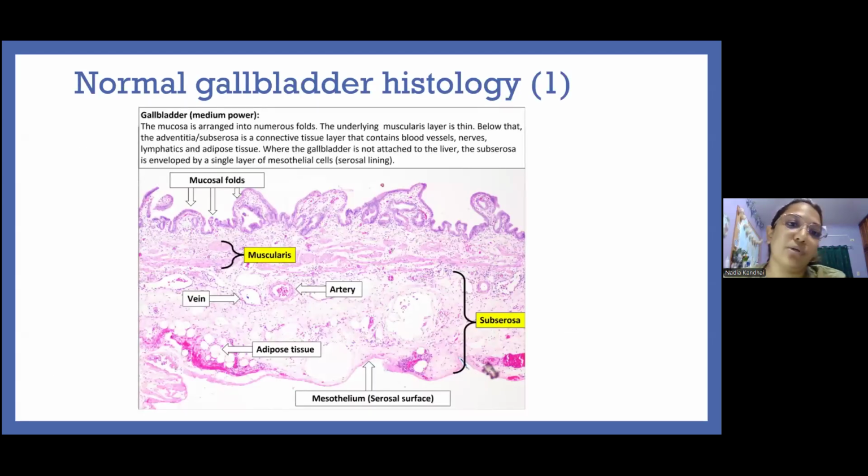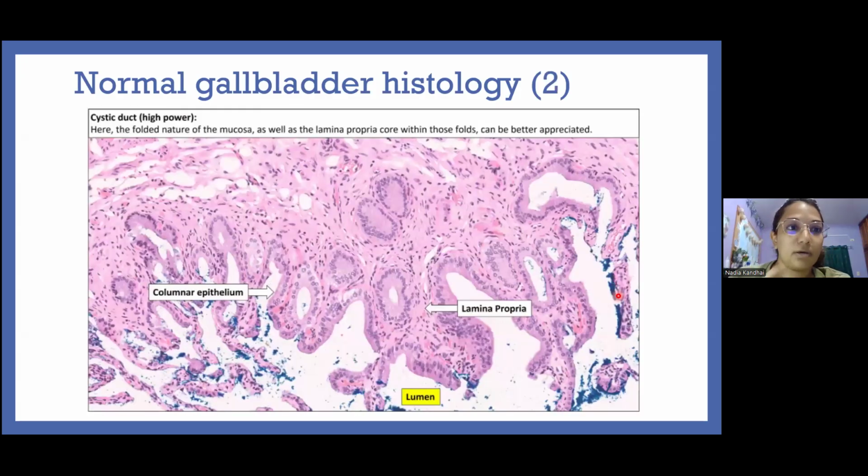So just to run through our normal gallbladder histology, you have your mucosa arranged into numerous folds. The underlying muscularis layer is thin, and below this is the adventitia or subserosa. So this is the layer that contains the blood vessels, the nerves, and the adipose tissue. And in the cystic duct, you could see the lamina propria here within the folds.